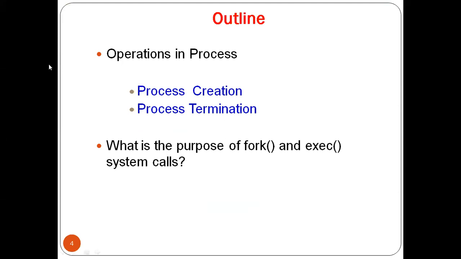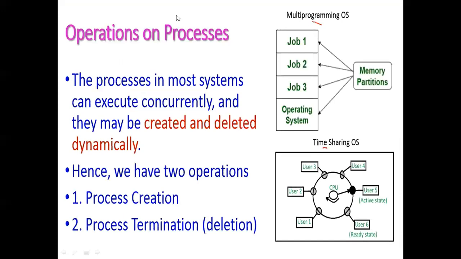Here is the outline of today's session. There are two operations need to be done in a process. One is process creation and the second one is process termination. Next, we'll be discussing what is the purpose of the fork system call and the exec system calls. So here you can see two operations on processes.